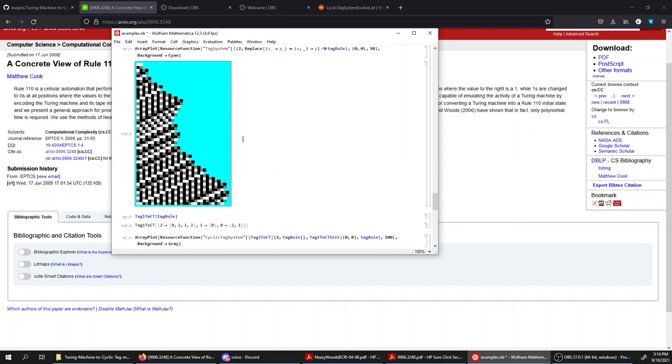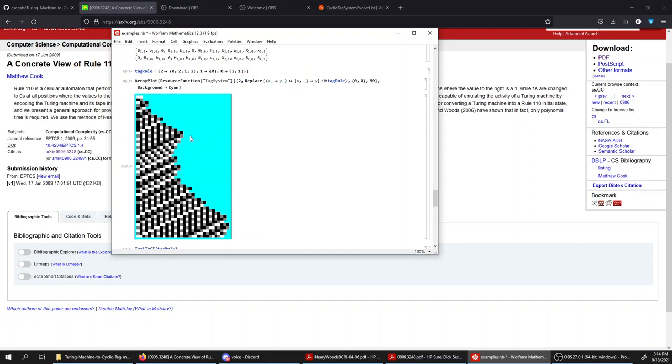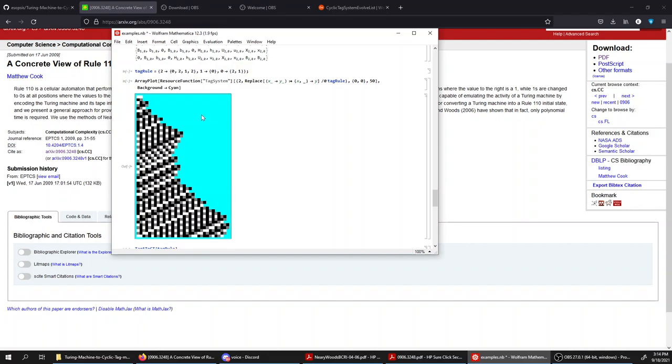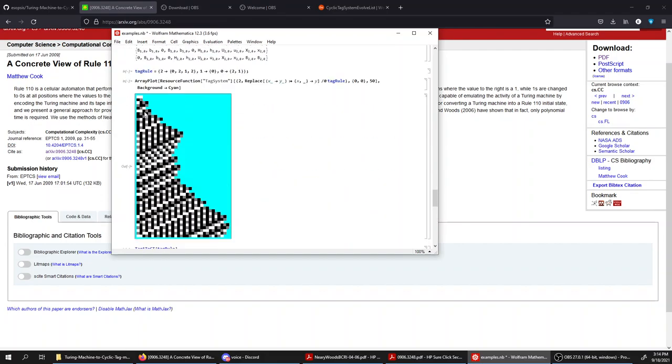So tag to cyclic tag is probably actually the most straightforward one. I should probably first explain what a tag system is. A tag system is kind of similar but a little bit more involved. For one thing, it can have an arbitrary number of different states for the tape.